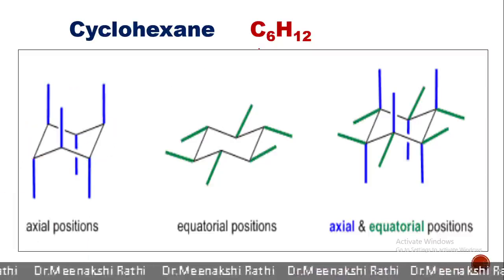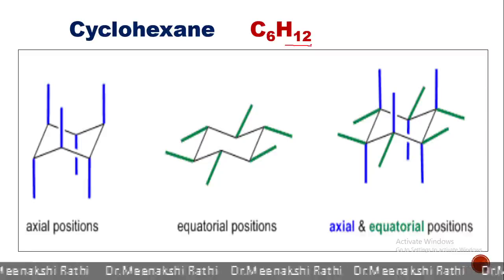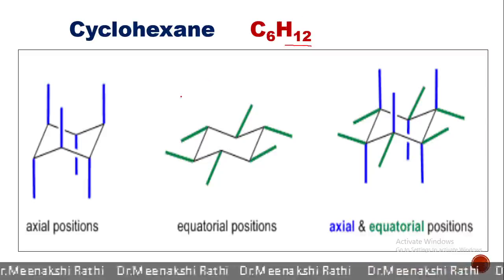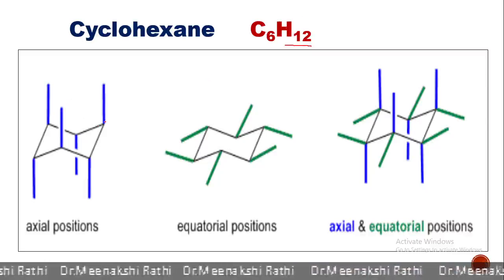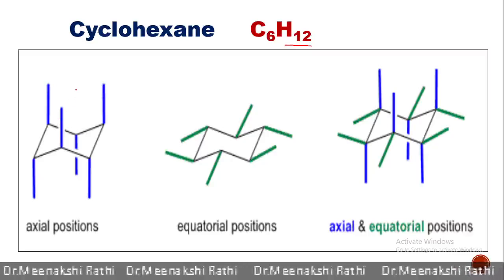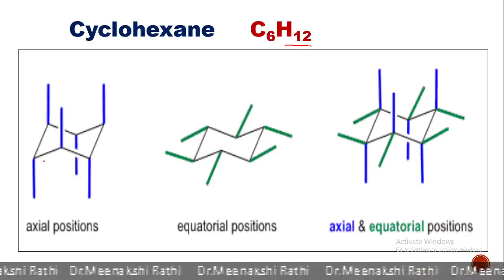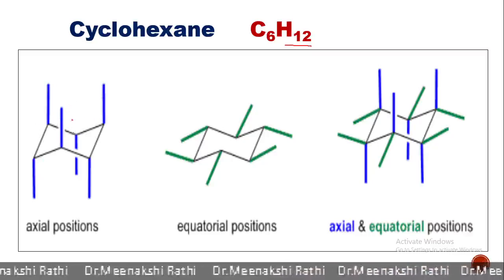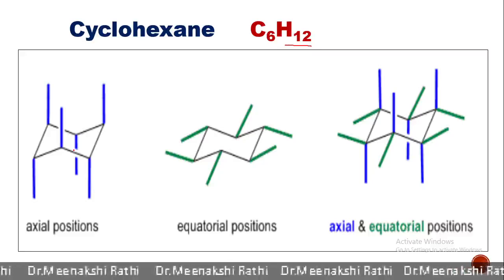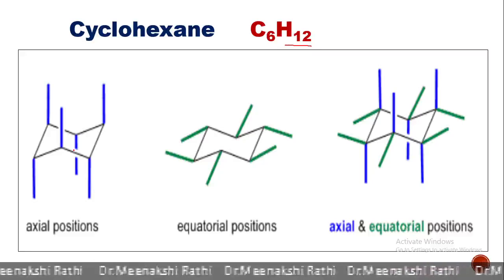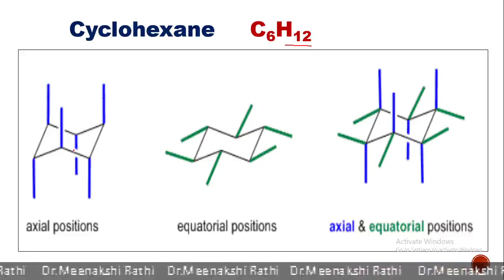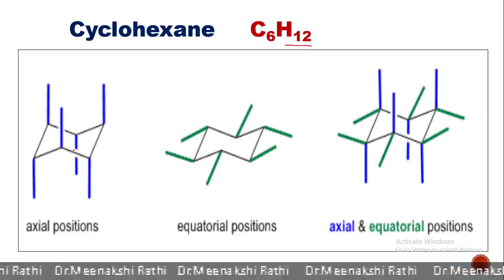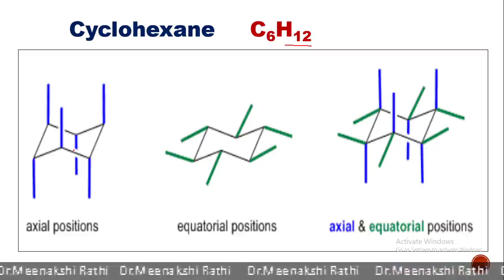What I told you, that in cyclohexane, though there are 12 hydrogen atoms, all are not equivalent. Out of these 12 hydrogen atoms, 6 hydrogen atoms, which are shown in blue color, are perpendicular to the average plane of the molecule. At the same time, they are parallel to the central axis passing through the center of the molecule. Such hydrogens are known as axial hydrogen. So in cyclohexane, there are 6 axial hydrogen atoms.